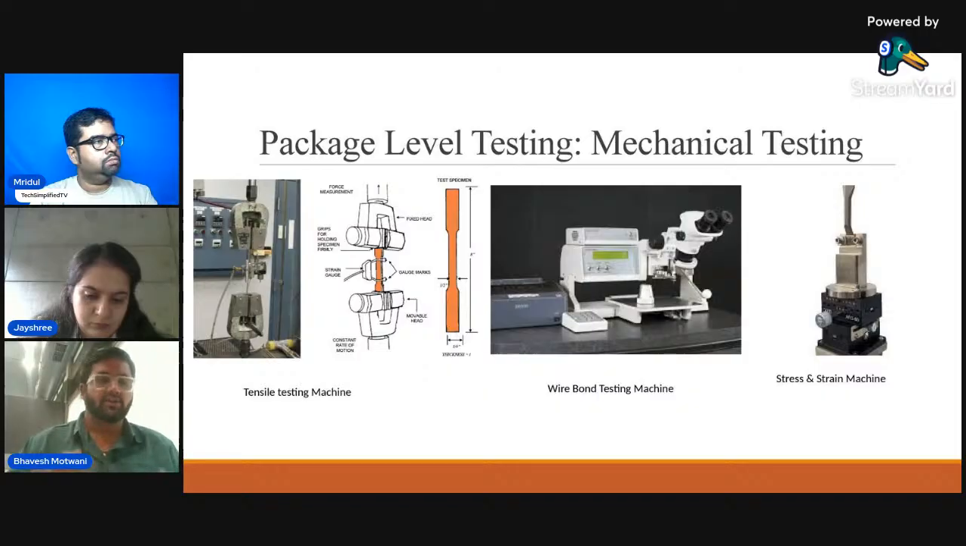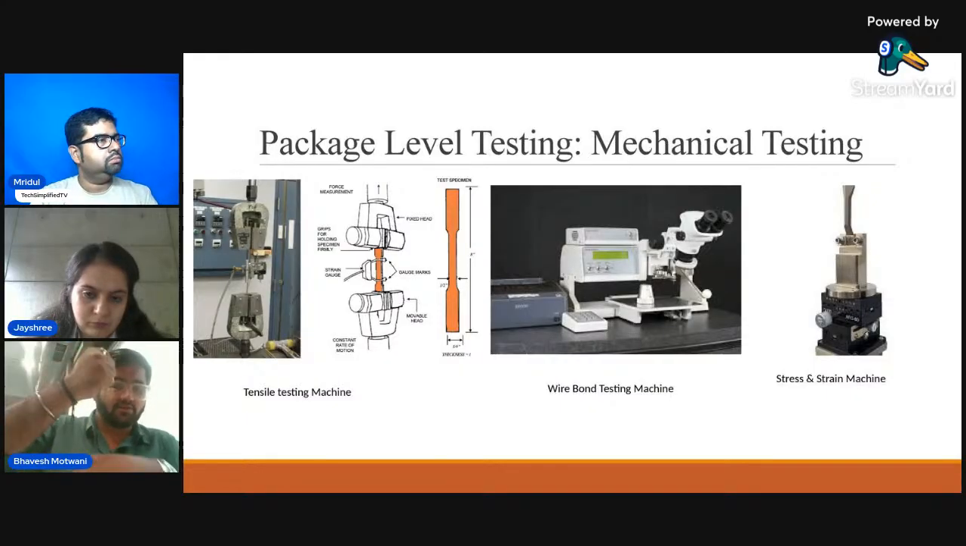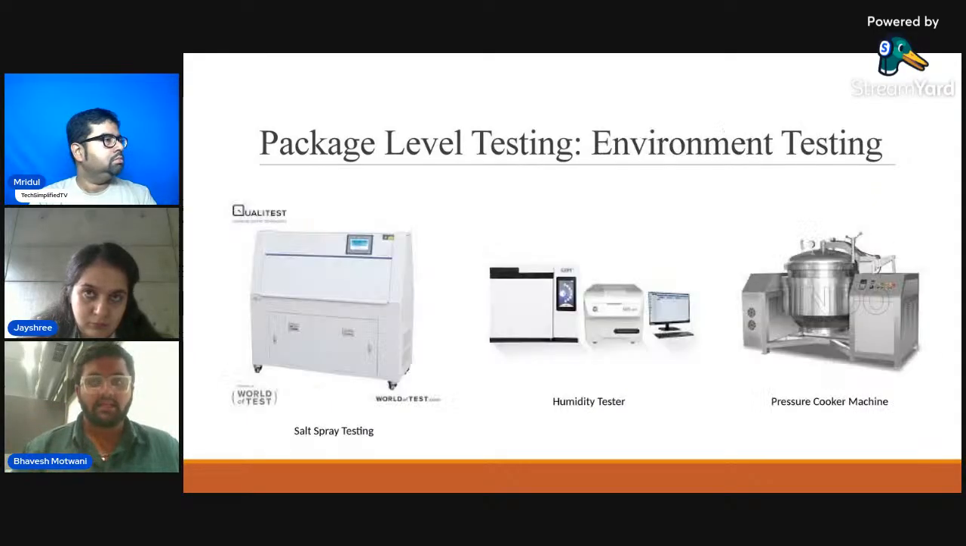Then stress and strain. I have made those ball grids inside, the BGA, ball grid array, the small balls used while soldering. So I'll push and stress it like this, and if the balls dislocate, for that we need to understand the stress and strain. We need to maintain some pressure. So based on that, these tests are very important at a mechanical level.